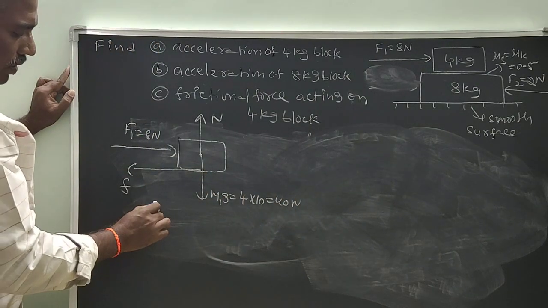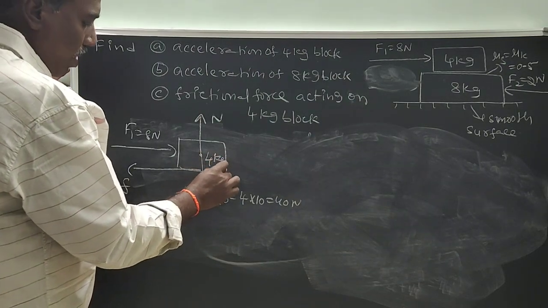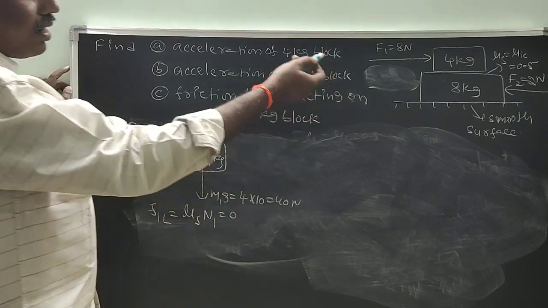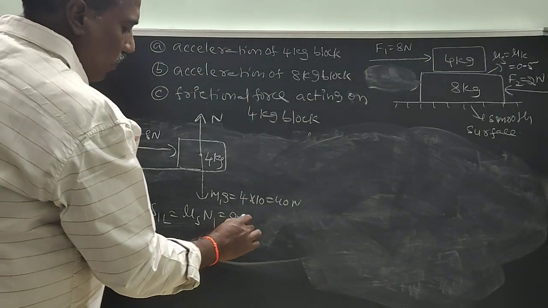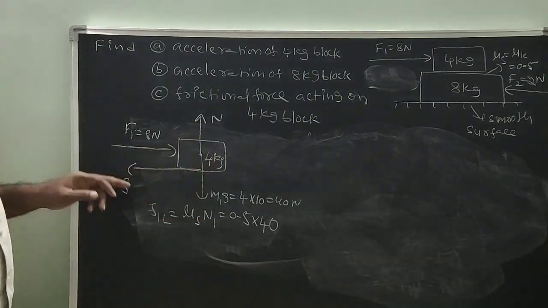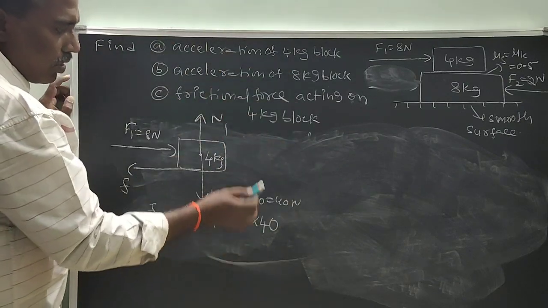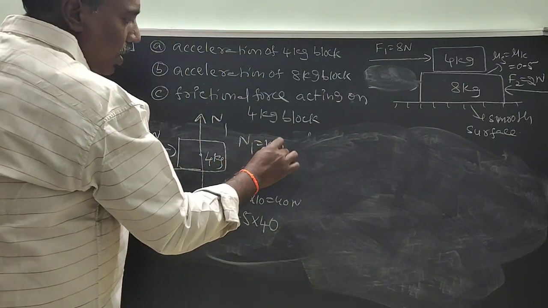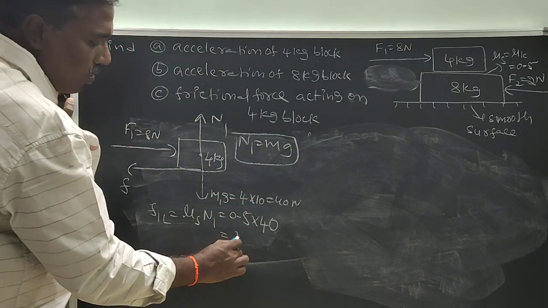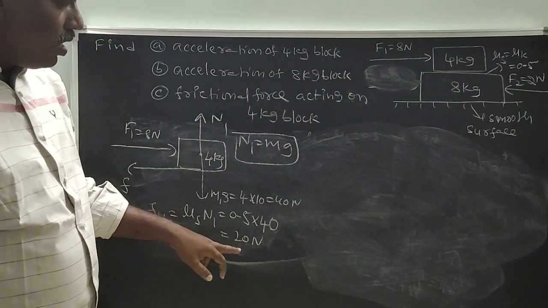What is the maximum value of this friction? F1L, for this 4 kg block, F1L is equal to mu s into N1. What is the value of mu s? 0.5. 0.5 into 40, N1. So how to find this N1? In the vertical direction, there is no motion. So N1 is equal to mg in the vertical direction. So F1L is equal to 20 Newton. The maximum value of frictional force on the 4 kg block is 20 Newton.